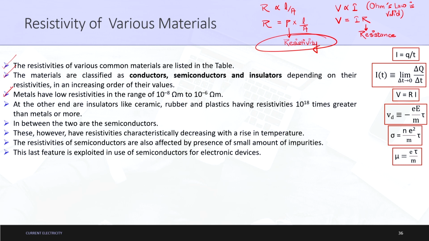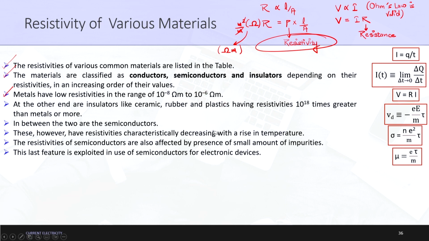Why the unit ohm meter came into sequence is also explained. Let us suppose resistance has been denoted by ohm here. If I take A by L here, then it is meter square by meter. Meter gets cancelled. Hence, the unit which we get for resistivity is ohm meter. That is why ohm meter came into sequence here.